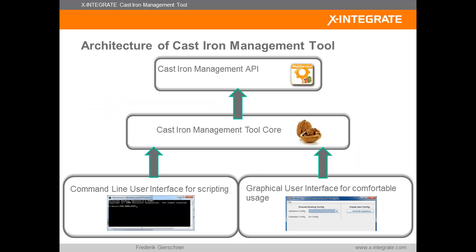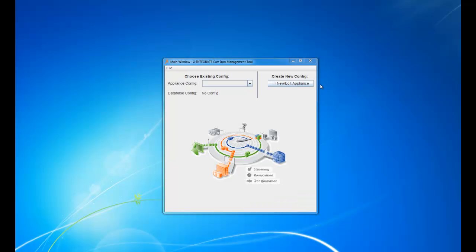The 2 possibilities to run the application are based on the same core. That means whether you use the command line or the graphical user interface, the executed commands are the same. We use the management API, which is part of each Cast Iron appliance. This is the Cast Iron Management Tool.